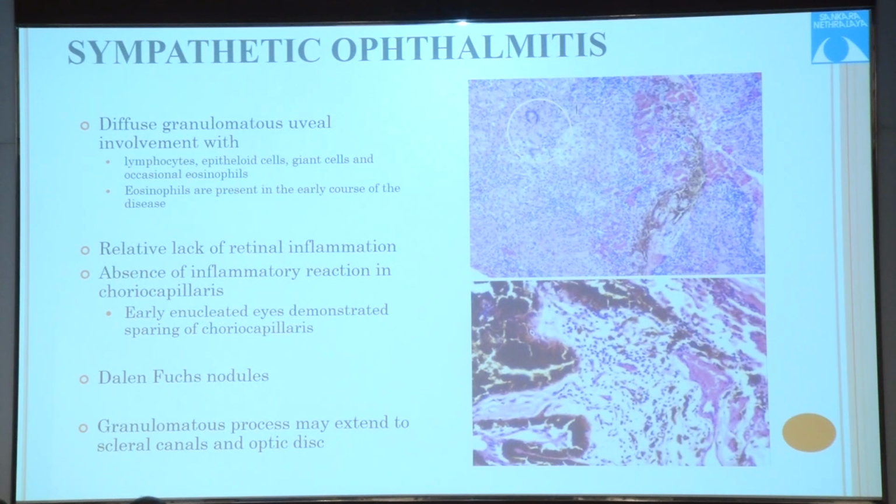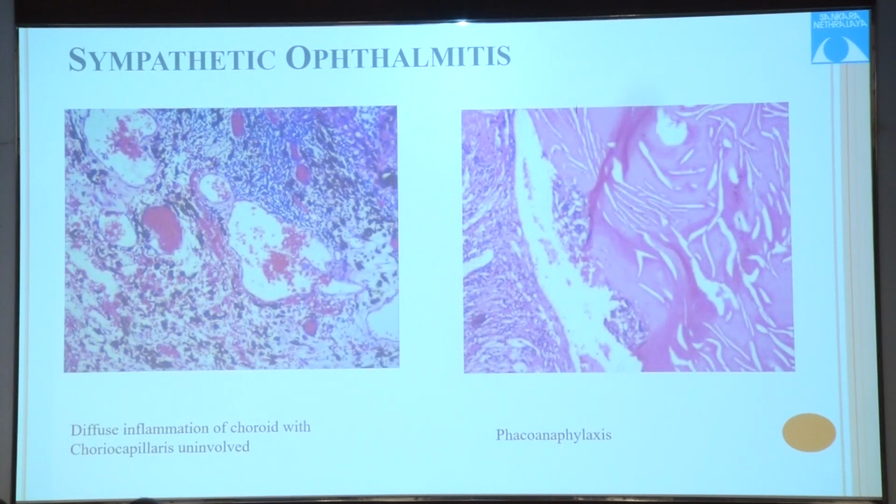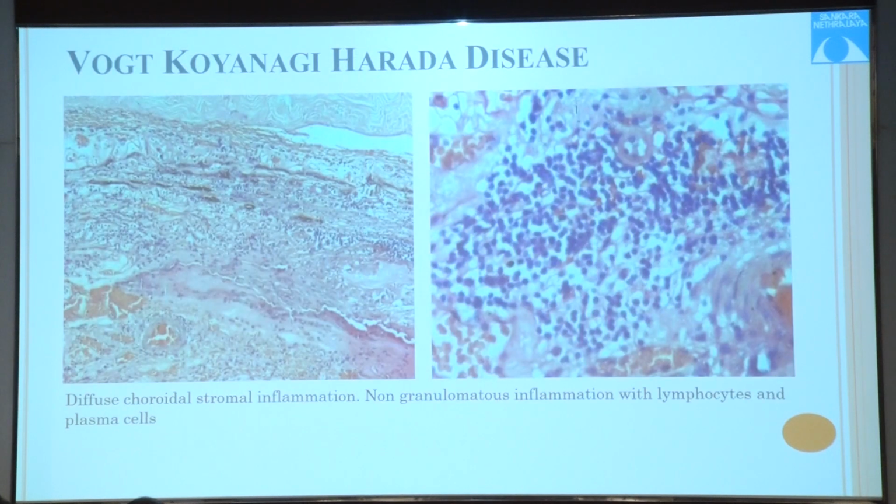Sympathetic ophthalmitis is characterized by diffuse granulomatous uveal involvement. There is a relative lack of retinal and choriocapillaris inflammation. Dalen-Fuchs nodules may be seen, and the granulomatous process may even extend to the scleral canals and the optic disc. Histopathology slides show ciliary body inflammation and diffuse inflammation of the choroid with choriocapillaris uninvolved, and a special finding of phacoanaphylaxis was noted in one of the cases.